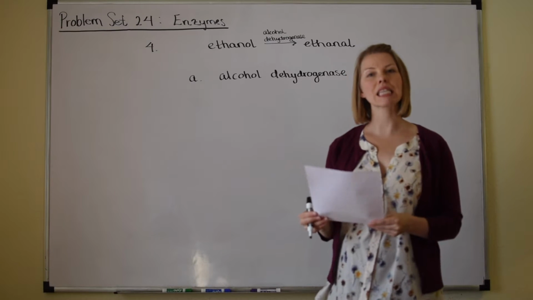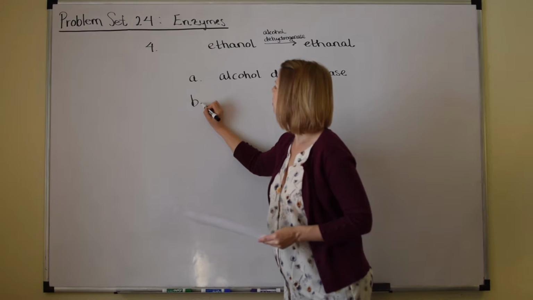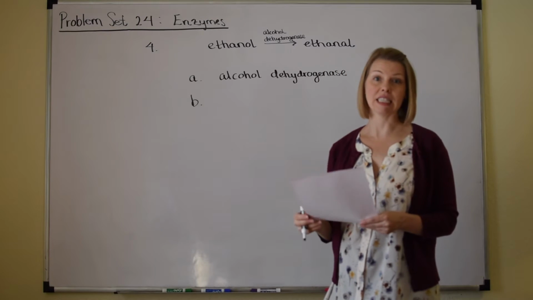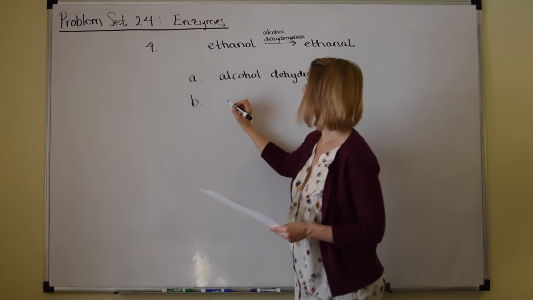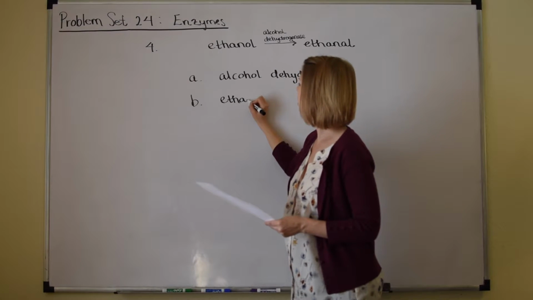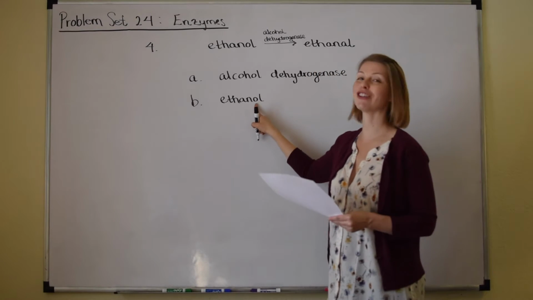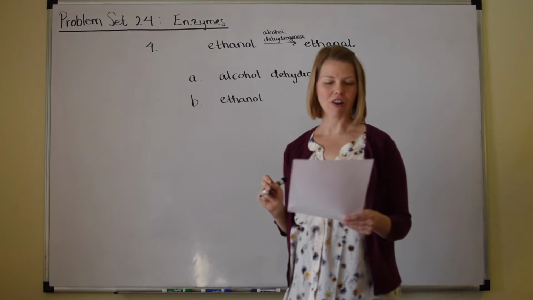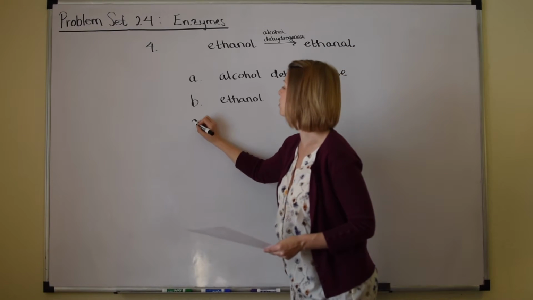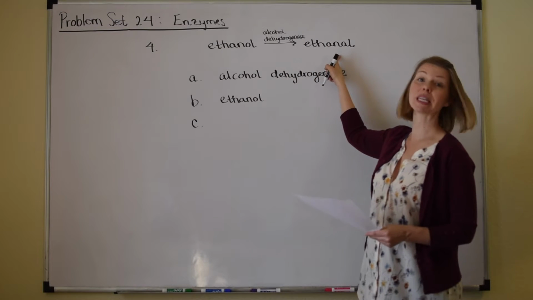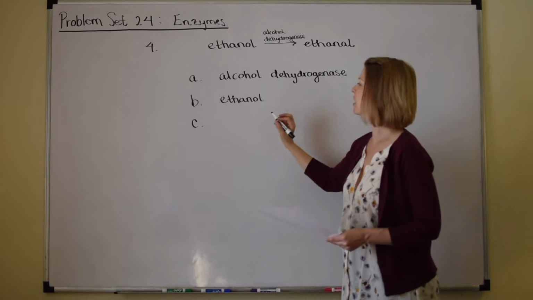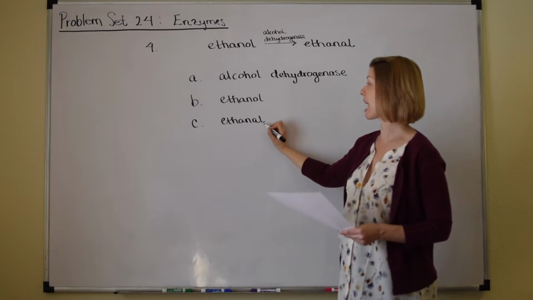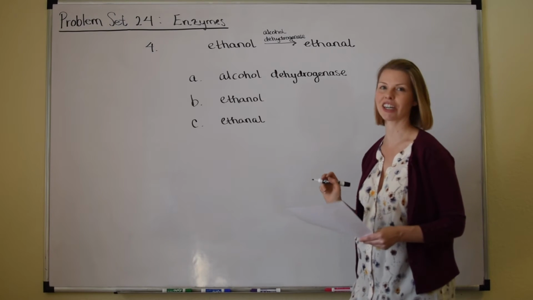B, what is the substrate? Remember that the substrate is just a fancy way of asking you what the reactant is. The reactant is ethanol. Very careful, OL ending, not the AL ending, not the aldehyde. All right, C, what is the product? So what is produced in this reaction? That would be the aldehyde ethanal. So be very distinct with your AL ending versus your OL ending here.